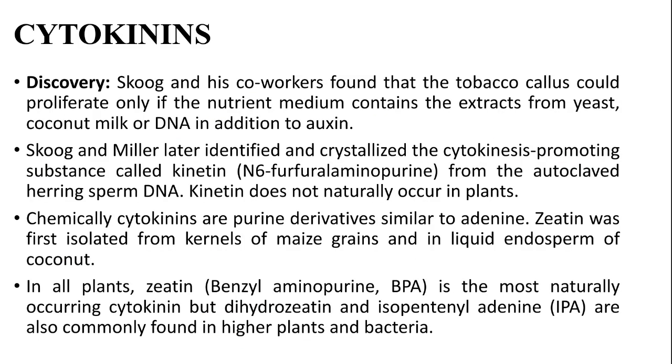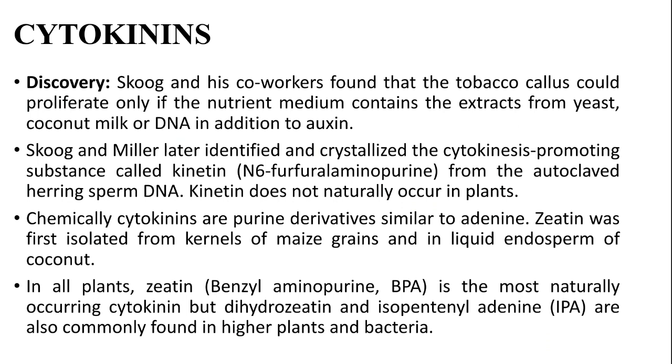Then cytokinin. At first, Skoog and his co-workers found that the tobacco callus could proliferate only if the nutrient medium contains extracts of yeast or coconut milk or DNA in addition to auxin. Then Skoog and Miller identified and crystallized the cytokinesis promoting substance called kinetin, or N6-furfuryladenine, from the autoclaved herring sperm DNA. Kinetin does not naturally occur in plant.